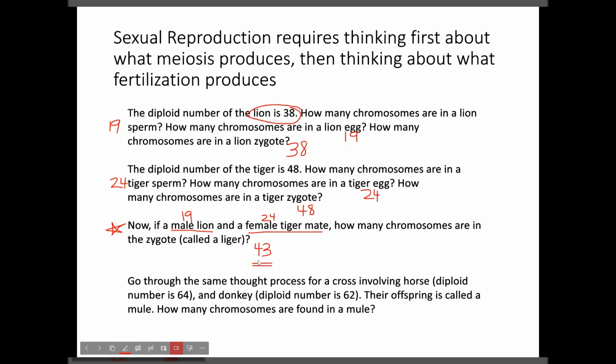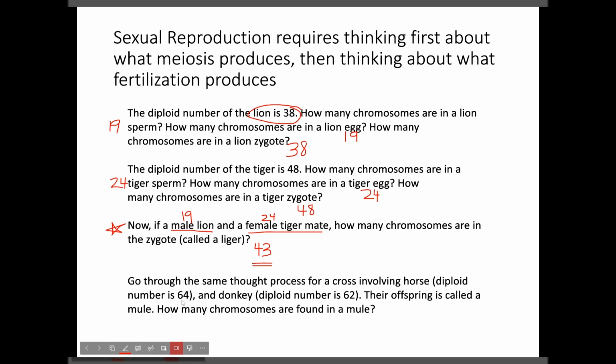So the implications of that we can talk about in a later chapter, but I'm just asking you to go through this thought process about how many chromosomes would have to be in the egg, how many chromosomes would have to be in the sperm, and then fusion of those, you just add them together. So go through the same thought process for a cross involving a horse that has a diploid number of 64 and a donkey that has a diploid number of 62.